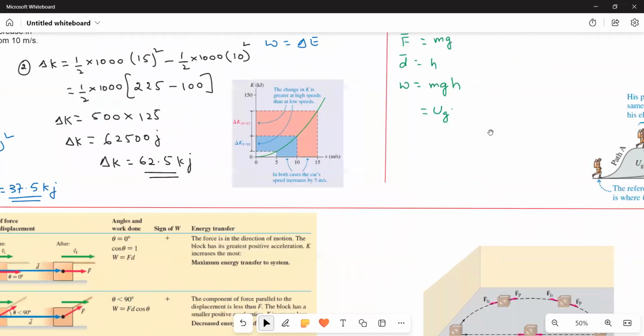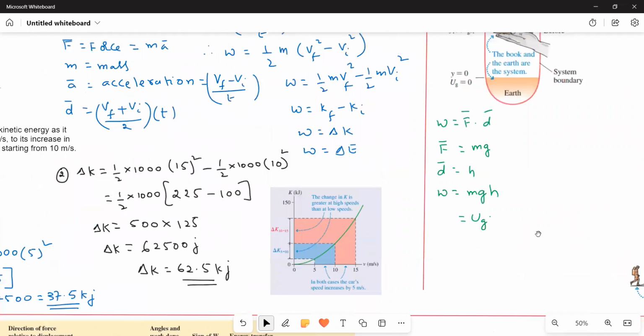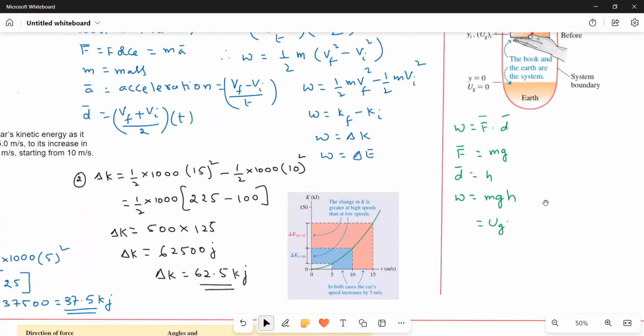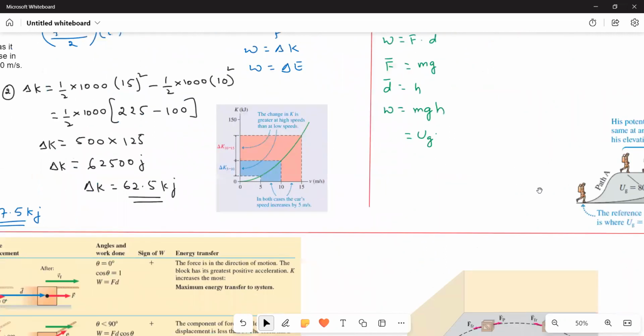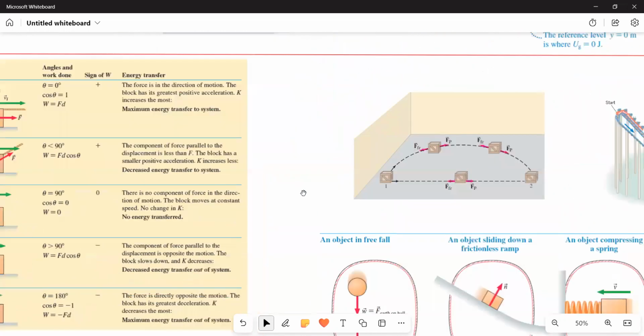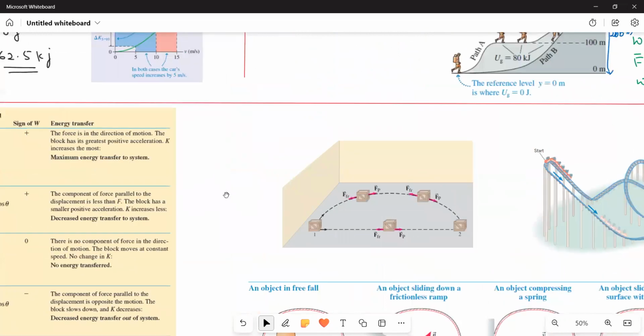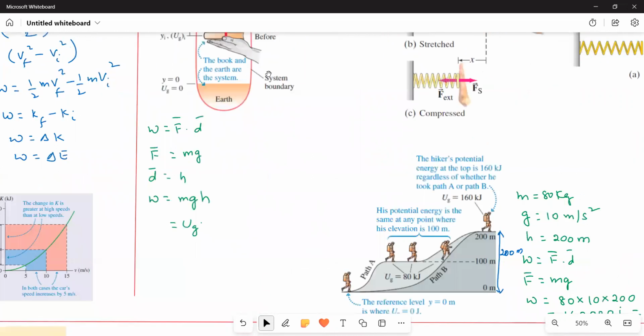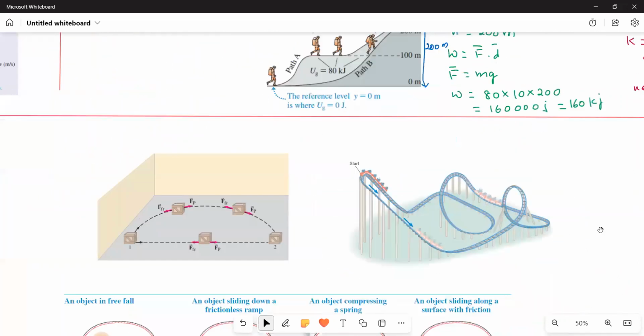Okay. Now, so far we have studied the translational kinetic energy. Okay. Now let us study the rotational kinetic energy. Okay. Now, what is the rotational kinetic energy? Rotational kinetic energy, I will just write it here.